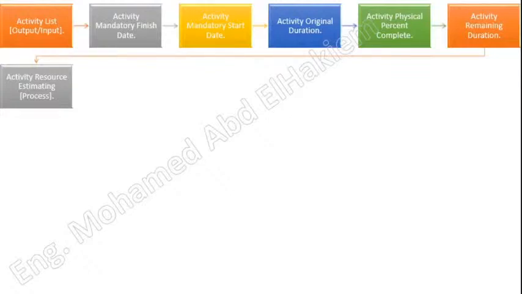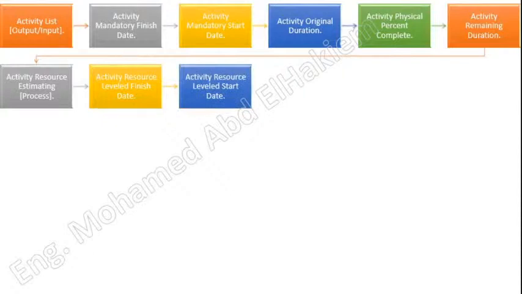Activity resource leveled finish date. The point in time associated with the activity scheduled finish date of a resource-limited schedule activity in a resource-limited schedule. Activity resource leveled start date. The point in time associated with the activity scheduled start date of a resource-limited schedule activity in a resource-limited schedule. Activity risk criticality index. The probability that the schedule activity will be on a critical path.